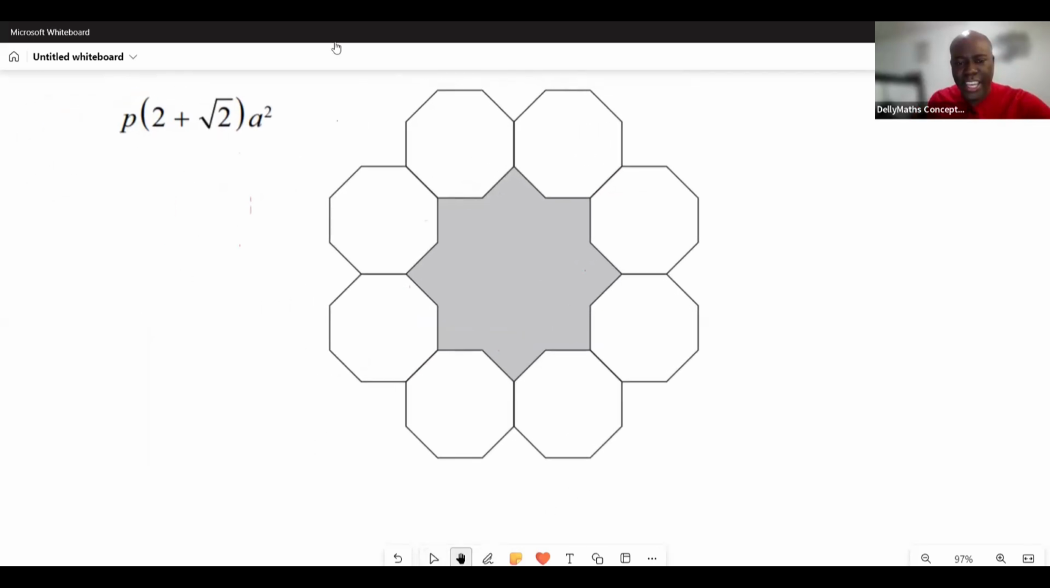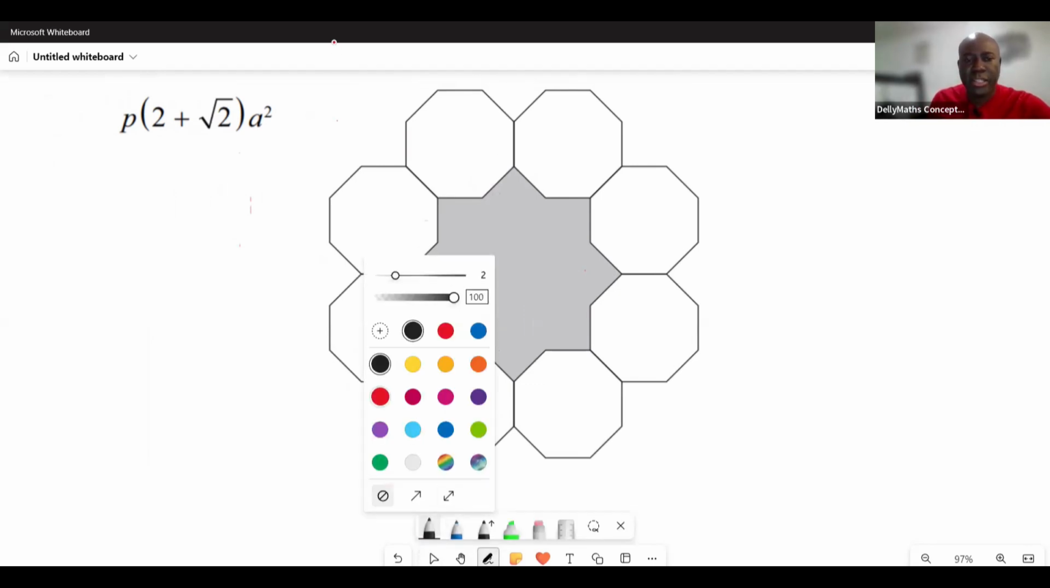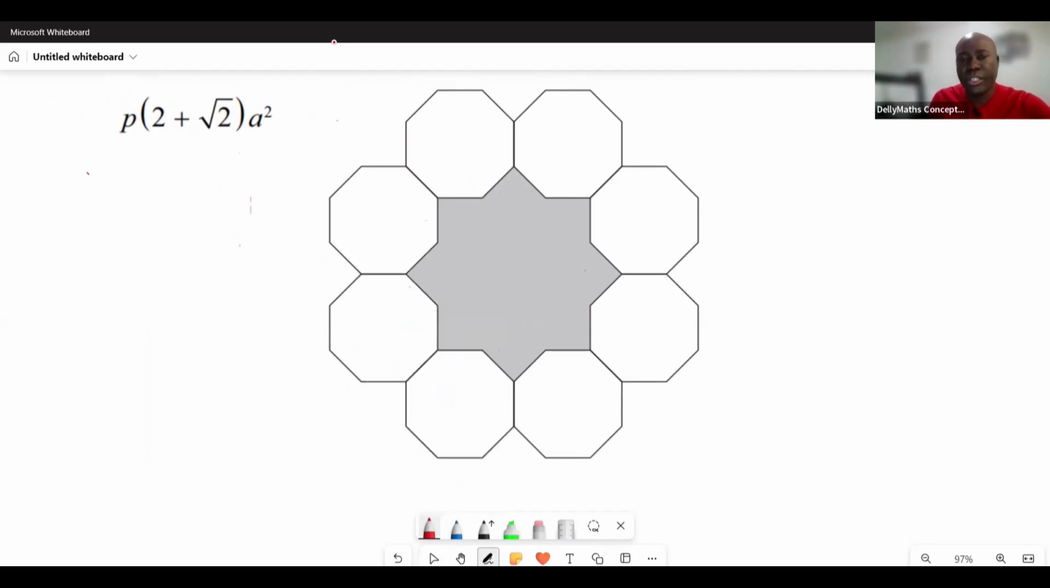We were told that it's a regular octagon, which means that we definitely can apply some ideas here. First, we were told all the sides are A. So we already know a lot. This is A, this side here is also A, and the other sides are A. Now, in an effort to work this out, we want to establish this angle there. So let us establish the angle.